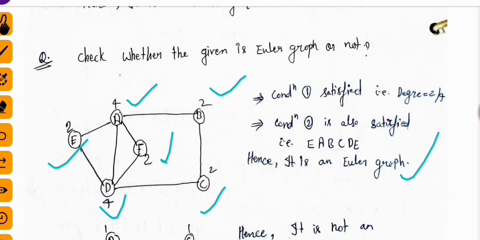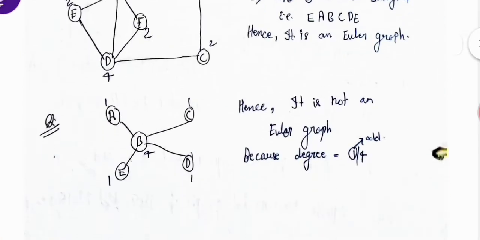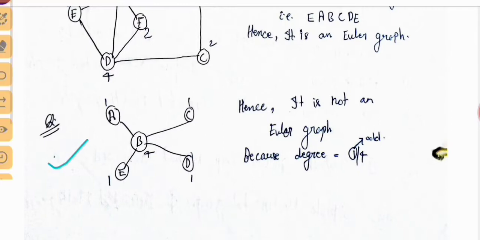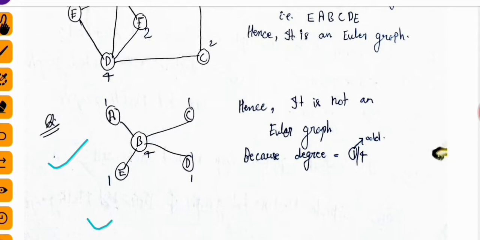Now come to the next question. In the given question, the four vertices A, C, D and E have one degree, and only B has 4 degree, means here the degree is not even for each vertex. So we say that it is not an Euler graph, plus it does not contain an Euler circuit, so it is not your Euler graph.